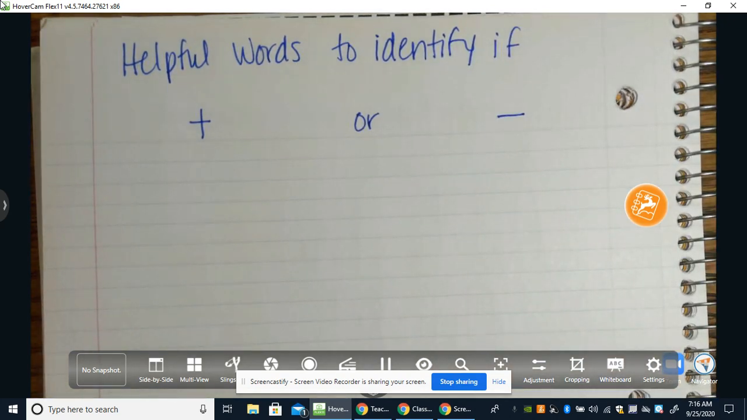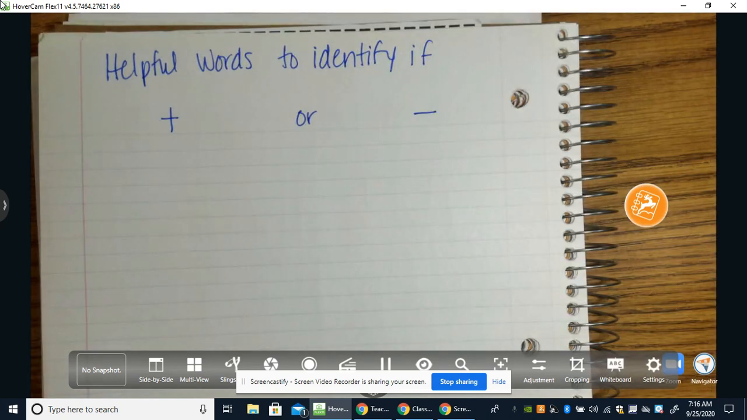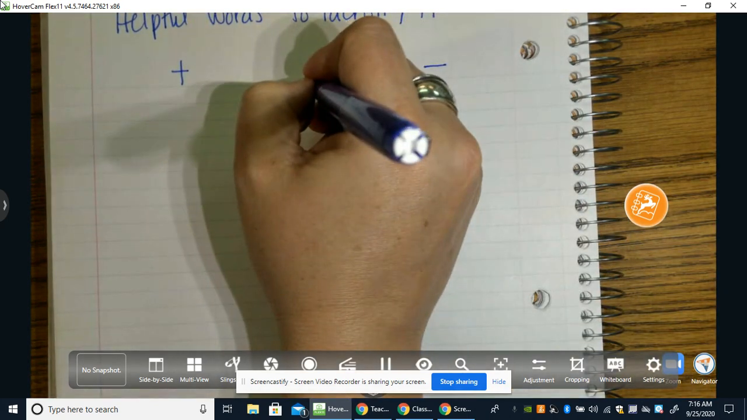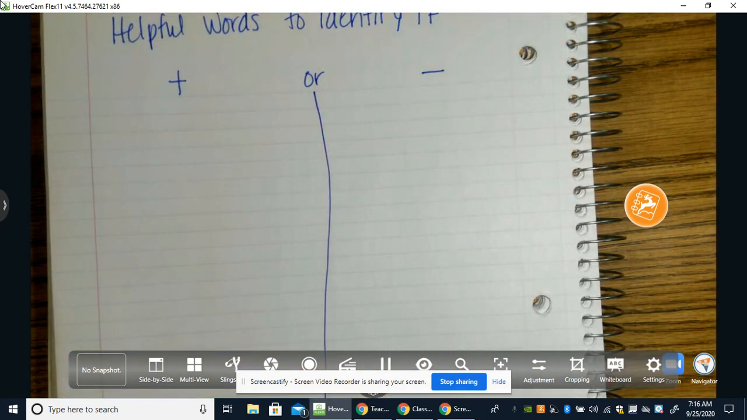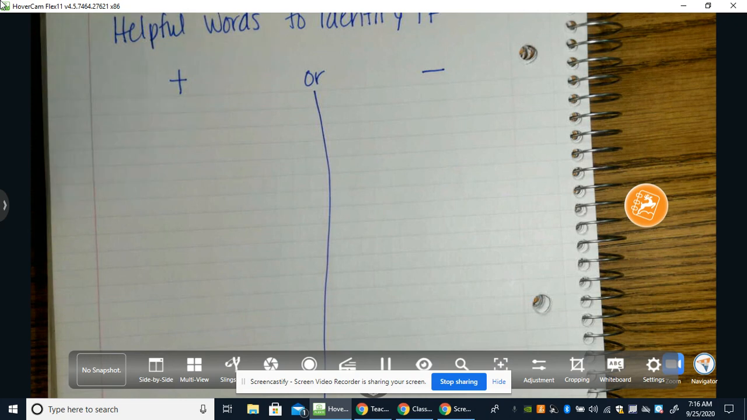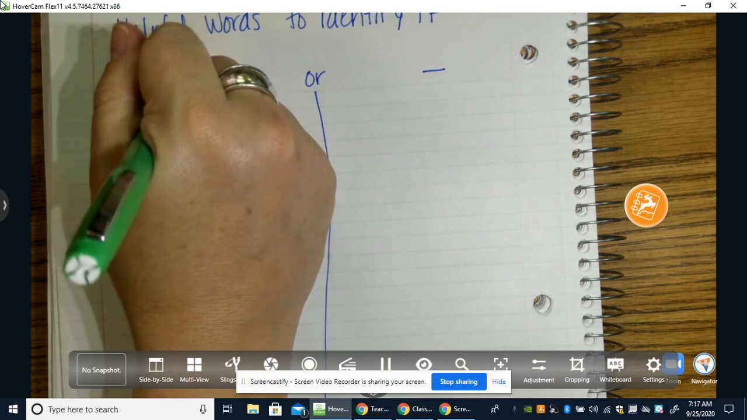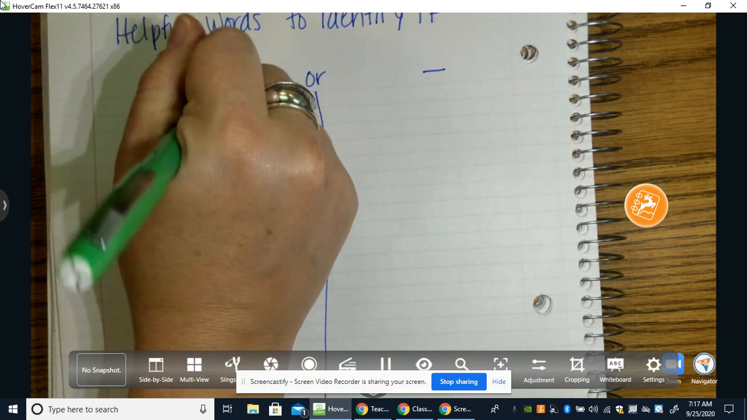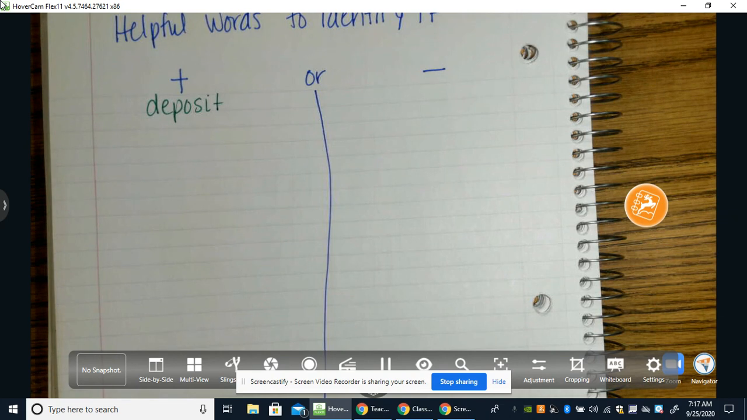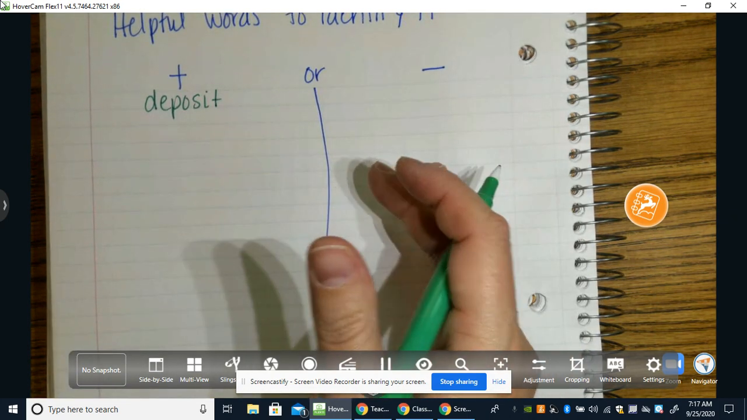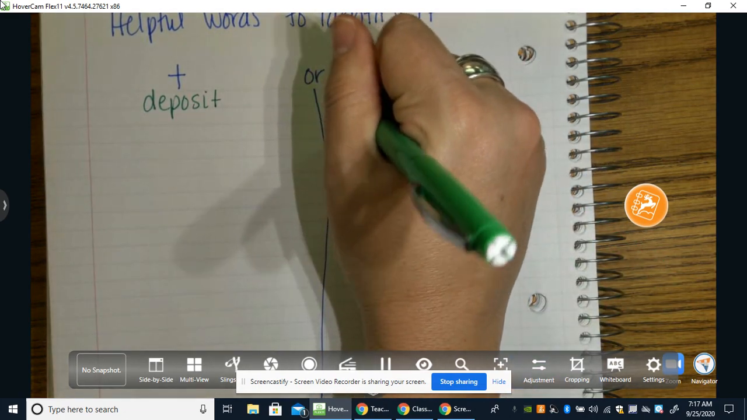So we're going to come up with a list. Because we're coming up with a list, we're going to divide it into 2 sections. So right here underneath the title, just draw a straight line. And we're going to first talk about some words dealing with money. So if we see the word deposit, that means I'm adding money into my account. The opposite of that, which would be the negative counterpart, would be withdraw.